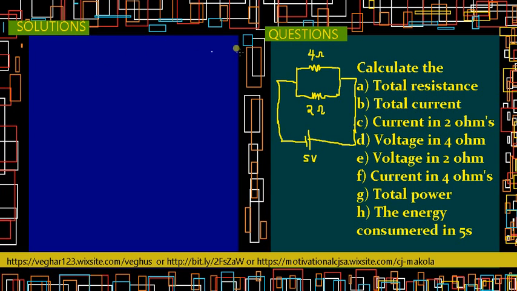Let's look at this question. Calculate the total resistance, the total current, the current in 2 ohms, the voltage in 4 ohms, the voltage in 2 ohms, the current in 4 ohms, the total power, and the energy consumed in 5 seconds. So let's start by calculating the total resistance.